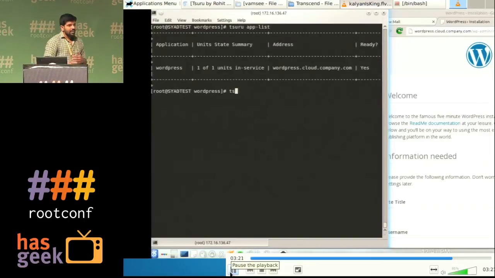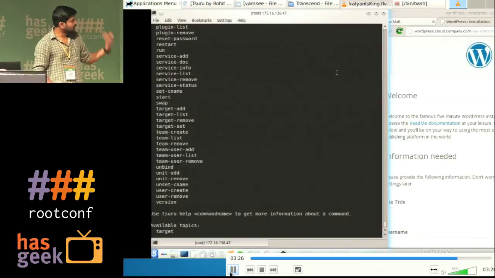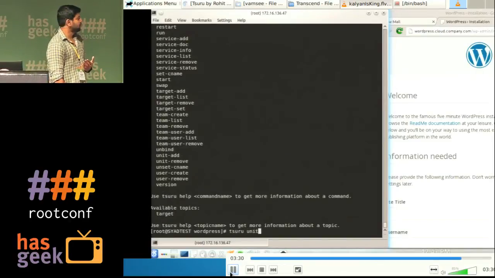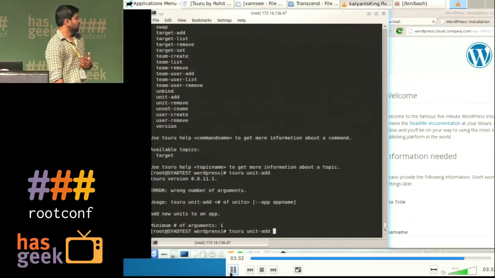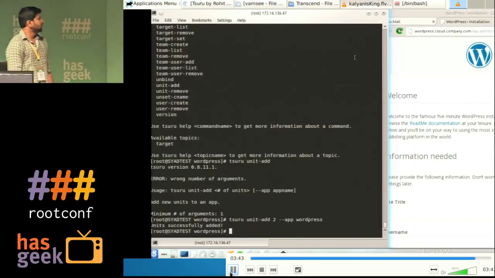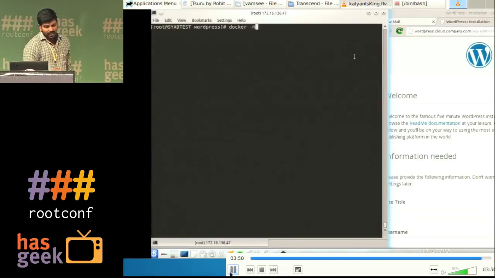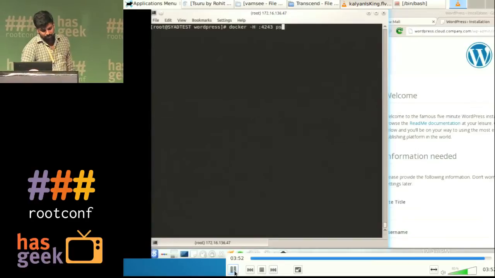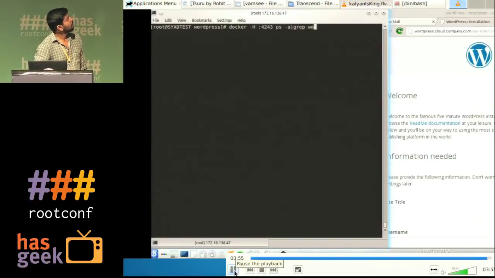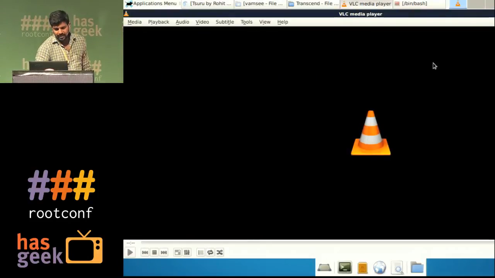When we want to scale, now there is only one instance of Docker, so we'll add more instances to this setup. There's only one unit, and we are adding two more. Now we can see there are three Docker instances running.